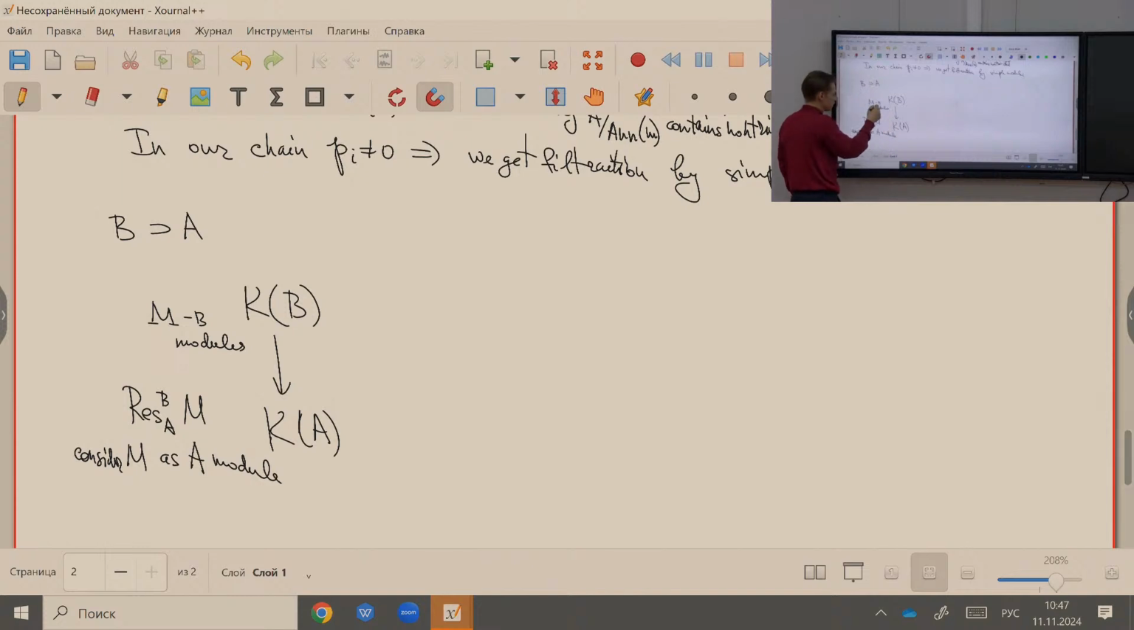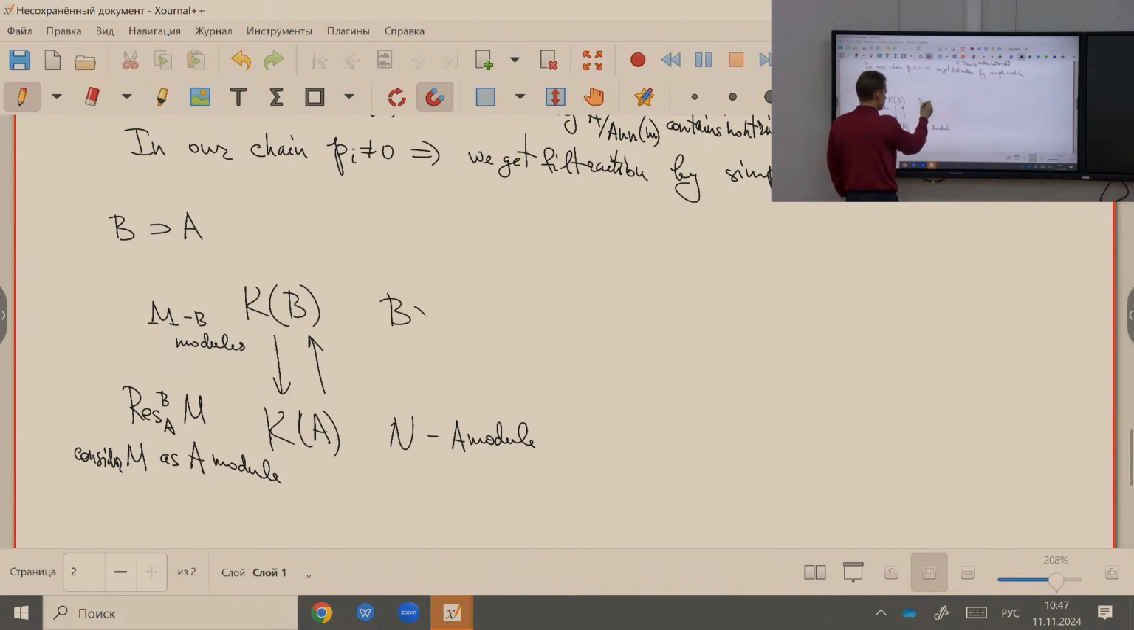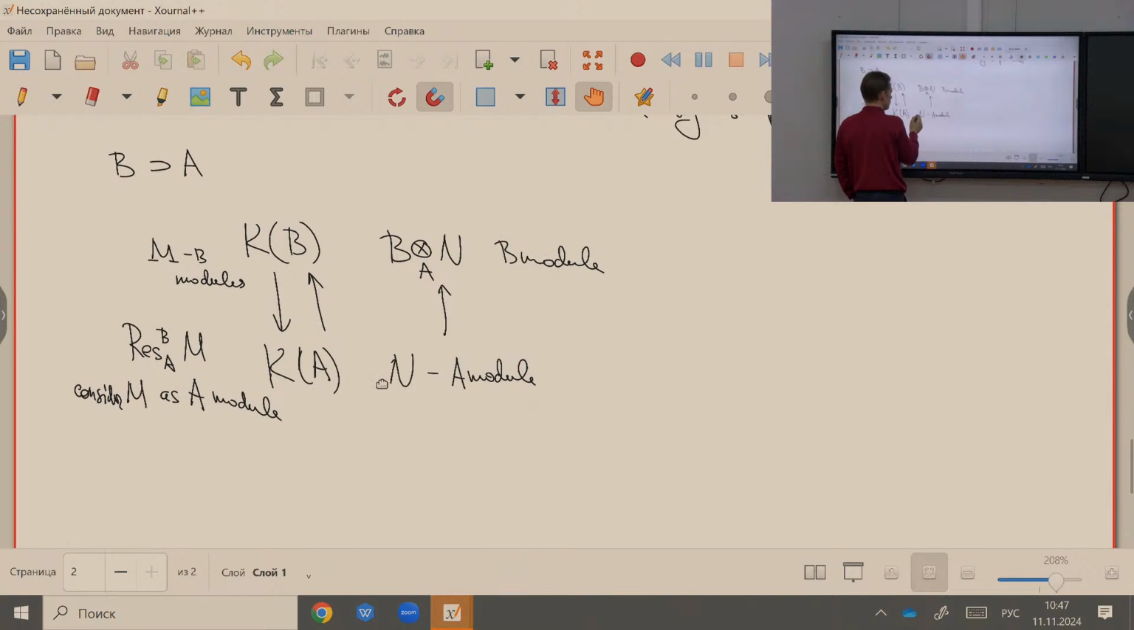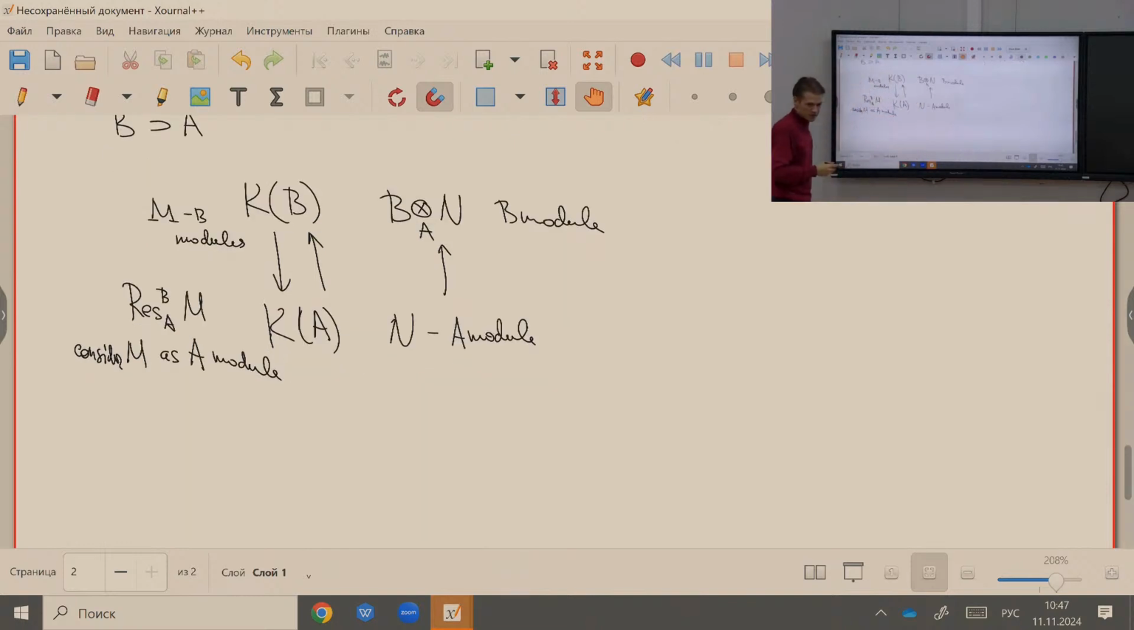And you have an inverse map. You can take N to be an A module, and you easily construct the B module by considering B tensor over A with N. So now this is a B module. So you have maps in two directions, but we shall actually need restriction. One can think about more non-trivial maps, but we will be interested in restriction.